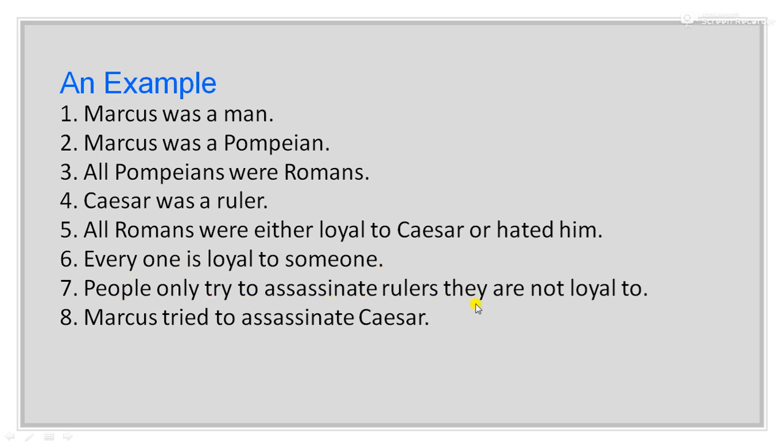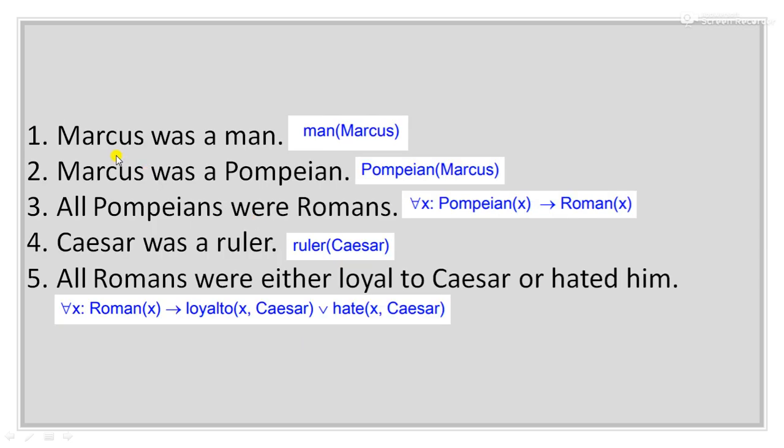Now first statement, Marcus was a man. If you are representing this statement by using predicate logic, you could think like there is a class whose name is man, and there was one object that is called Marcus. So the way of representation is like this: man(Marcus). Second statement is Marcus was a Pompeian. That means you could think like there was a class called Pompeian, and there was a person Marcus who belongs to this class: Pompeian(Marcus).